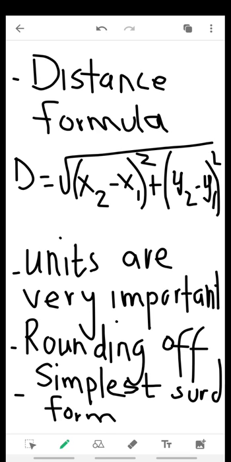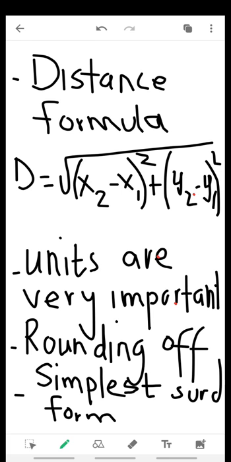Now, another thing is you'll find that we say calculate the length of AB or DC or whatsoever, and then we say leave your answer in the simplest surd form. What is the simplest surd form? We are just saying do not write your answer in decimal form. Leave it as a surd or as an irrational number. Do not change it to decimal form. Very important. That is about the distance between 2 points.